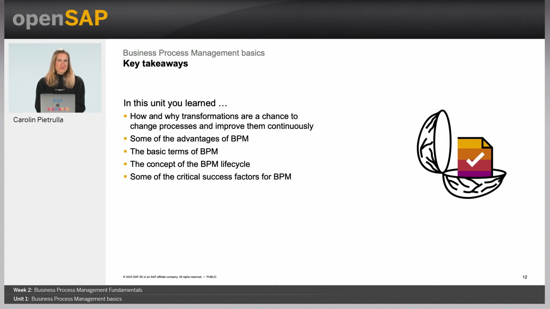Let's wrap up this session summarizing the key takeaways of Unit 1. We started the unit talking about how we can leverage transformation projects as a jumpstart into BPM as a continuous process improvement. We then talked about some of the advantages of BPM and why any company of any size, regardless of its industry, should invest in BPM. I then gave you some basic definitions on BPM and introduced you to the BPM lifecycle, the essence of BPM. We wrapped up the session talking about some critical success factors and some insights into BPM at SAP.